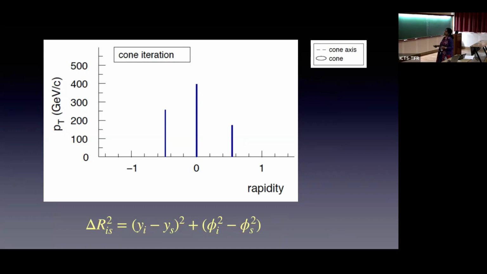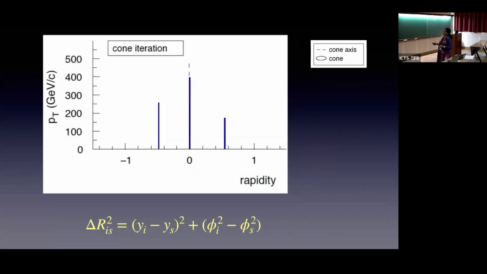The idea is that you have to select where the highest energy flows. So you take the particle having the highest momentum. This becomes the seed of your cone. So you select this, and this is also the axis of your cone.